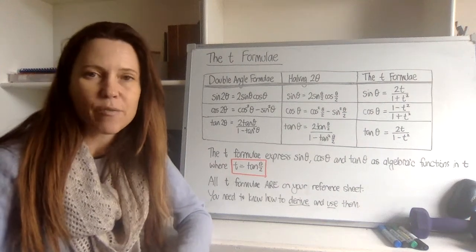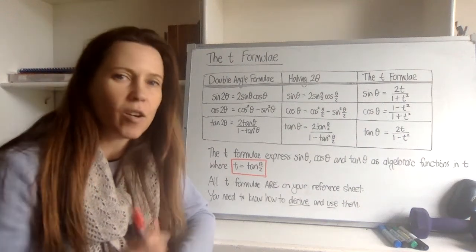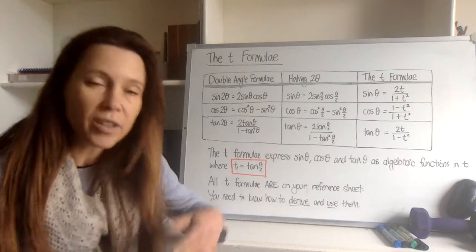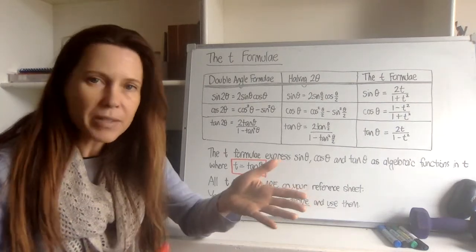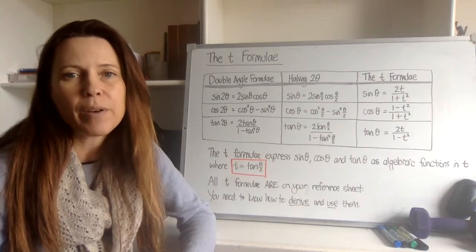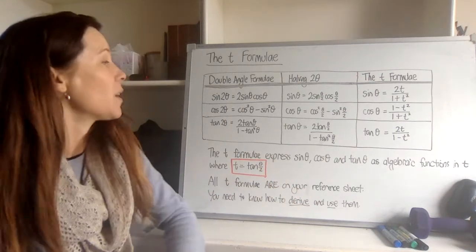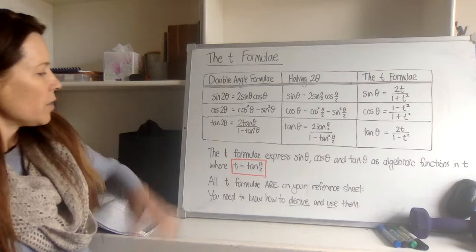Today we're looking at the T formulae. Now these are based off the double angle formulae, which in turn are based off those compound angle formulae. Now the compound ones and the T formulae are both on your reference sheet. The ones that aren't are the double angle formulae. So let's start down here.